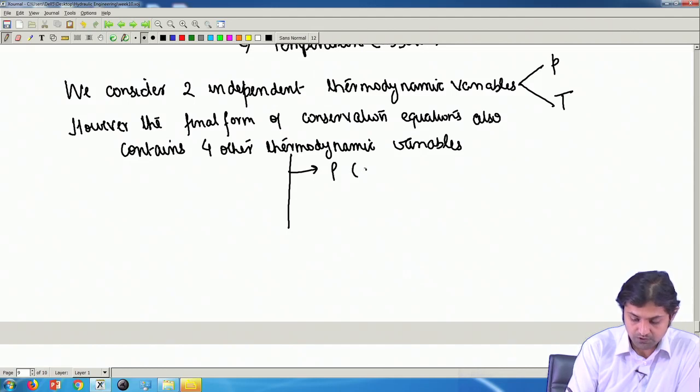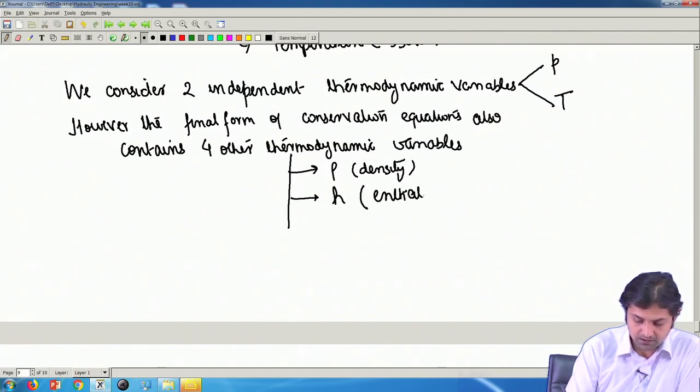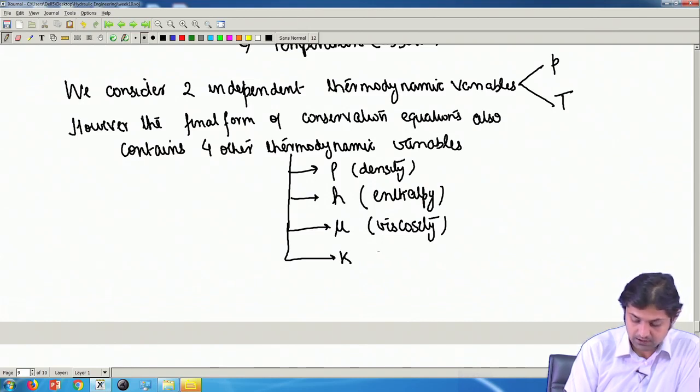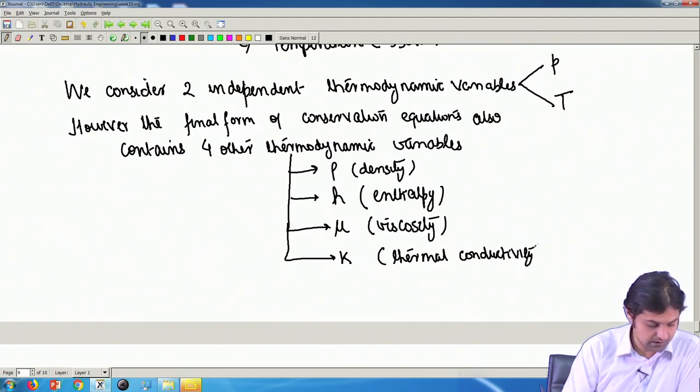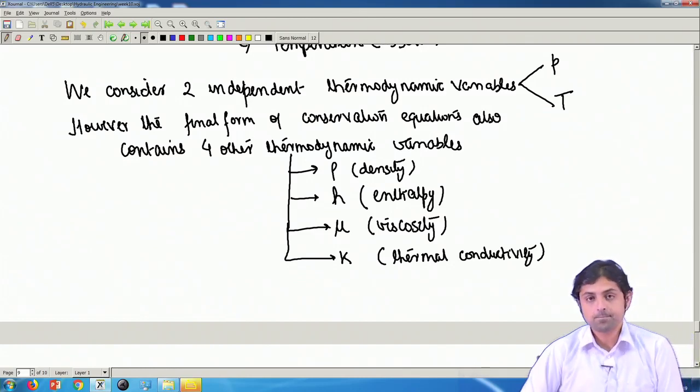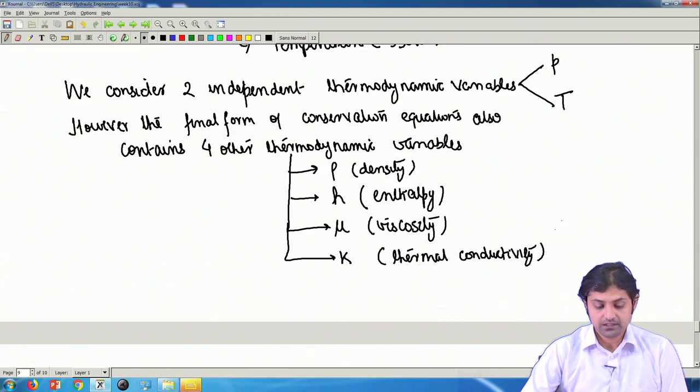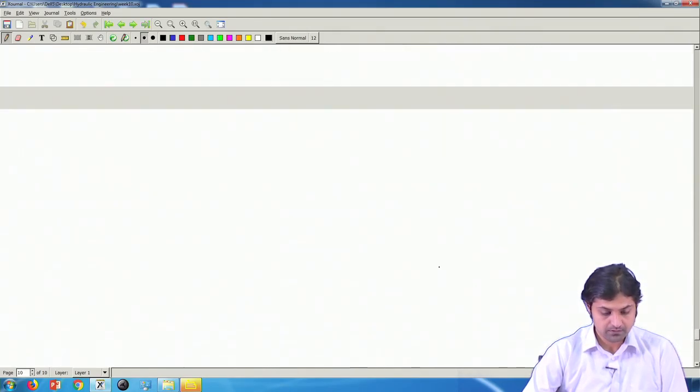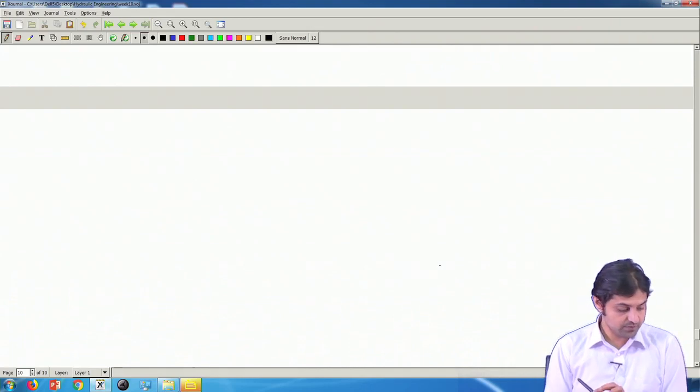One is rho, also called density. Second is H, that is enthalpy. There is mu, viscosity, and K, thermal conductivity. All right. So, we go to the next page.